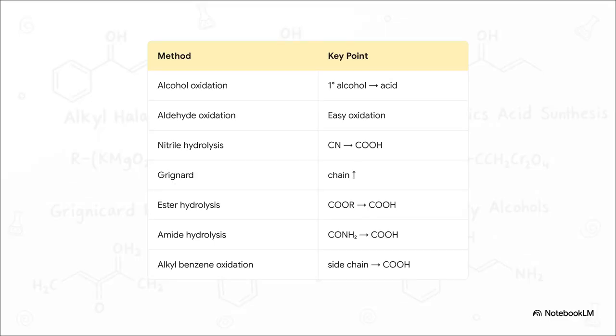Just look at how beautifully this summarizes everything. For oxidation, you're going from a primary alcohol straight to an acid. For hydrolysis, you're taking a nitrile CN group and turning it into COOH. And for that super important Grignard method, the key is that the chain length goes up by 1. Honestly, this table is the entire explainer in a nutshell. This is pure gold for a quick review.